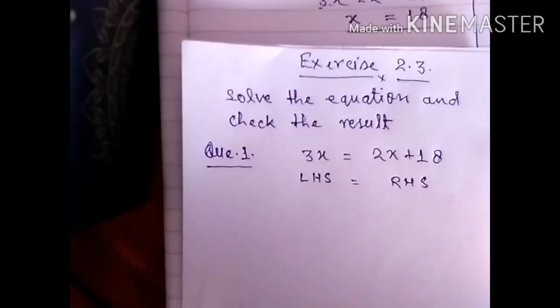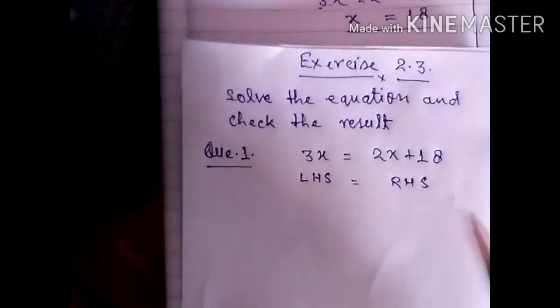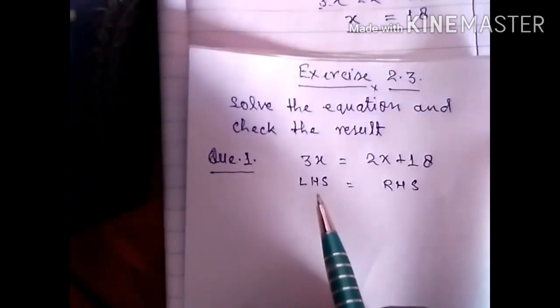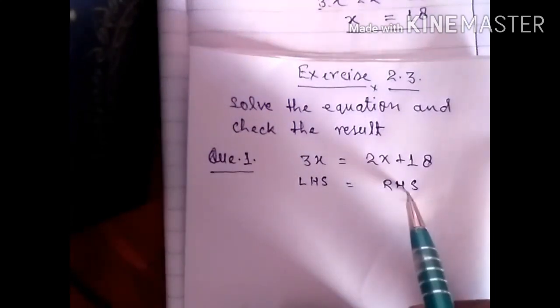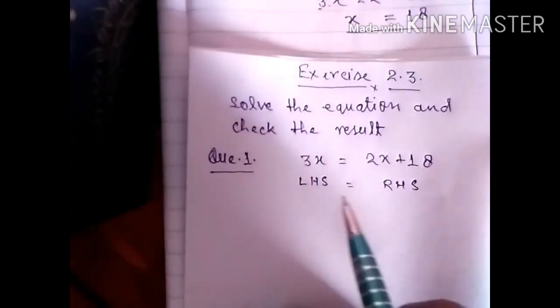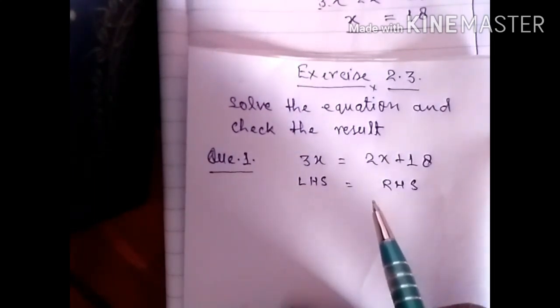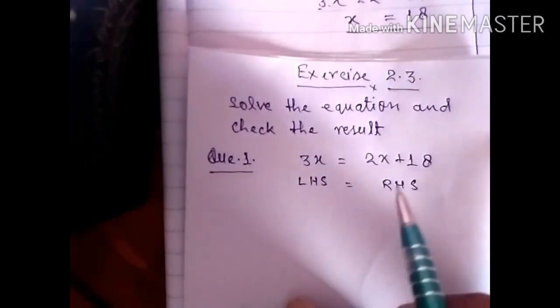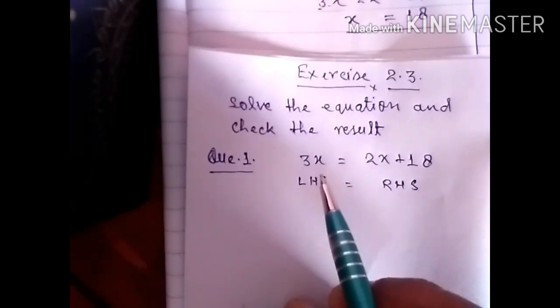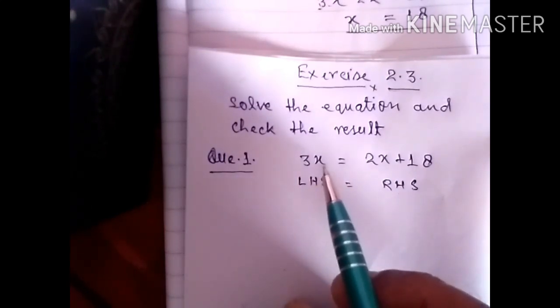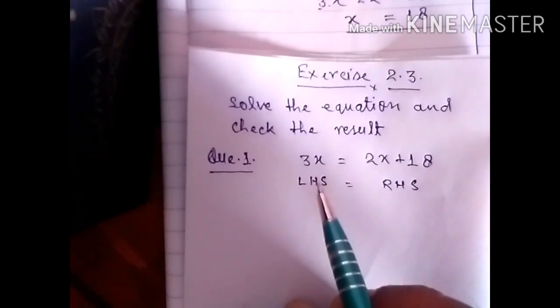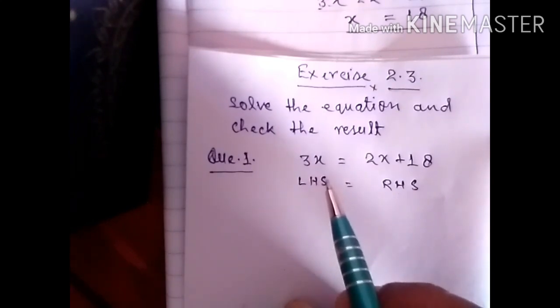So, this is the first question, student, that is 3x is equal to 2x plus 18. Students, in this there are two sides, the left hand side and the right hand side. Left hand side is equal to the right hand side, student. First of all we have to solve the equation. To solve the equation means we have to find out the value of the variable.